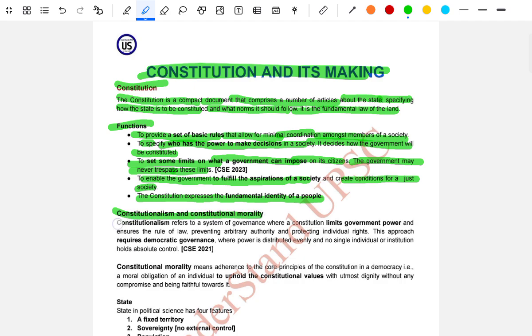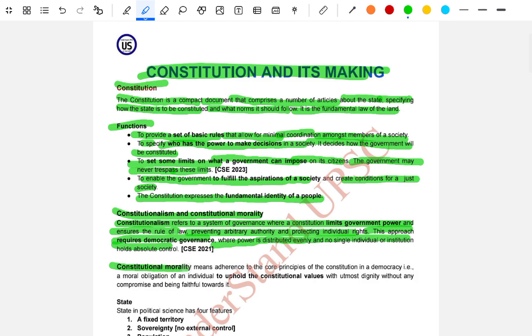Constitutionalism and constitutional morality. Constitutionalism refers to a system of governance where a constitution limits the government's power and ensures the rule of law, preventing arbitrary authority and protecting individual rights. This approach requires democratic governance, where power is distributed evenly and no single individual or institution holds absolute control.